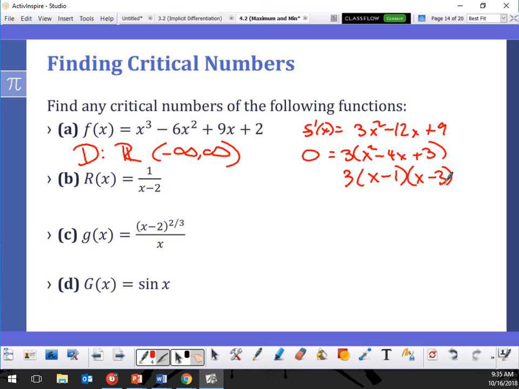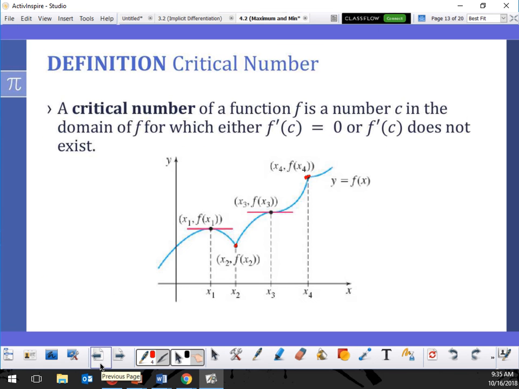So when I set this equal to 0, I'm going to get x equals a positive 1 and x equals a positive 3. Now, what did I call those? Critical numbers, right? Those are the numbers at which my derivative is equal to 0. When we set the derivative equal to 0, the slope there is 0, like on my graph right here. So those are going to be critical numbers.